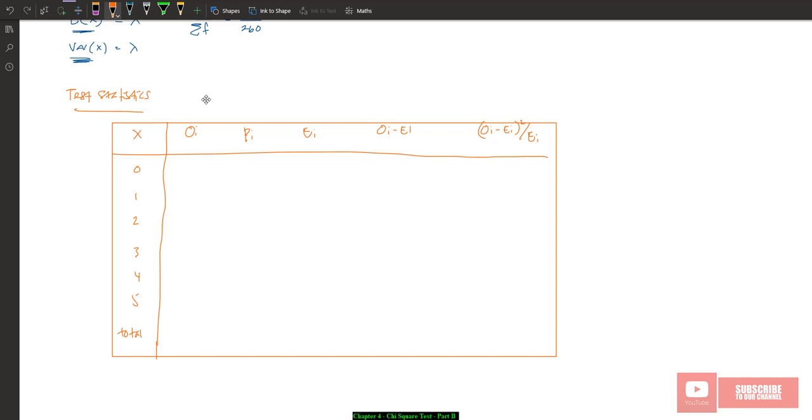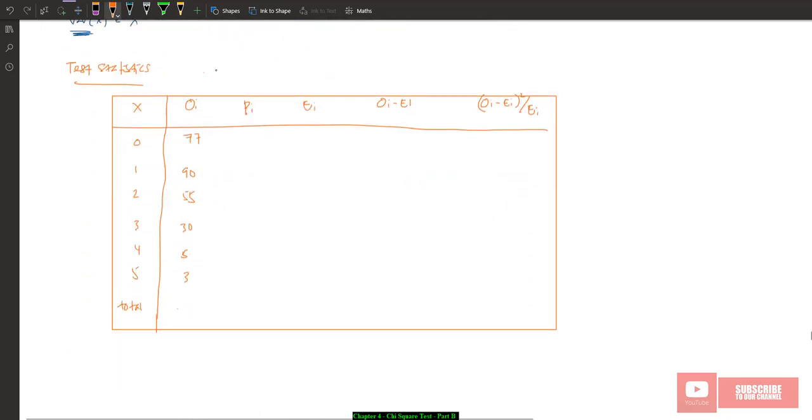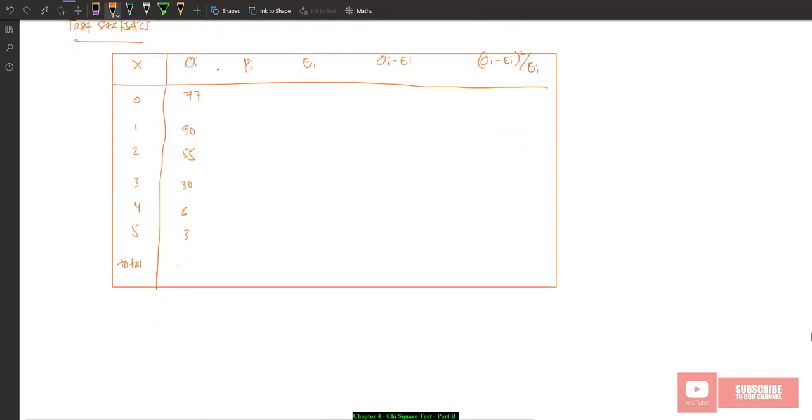The observed frequencies are 77, and then 90, 55, 30, 5, and 3, and the total should be equal to 260. Do we have more than 6? We don't have any value of more than 6, right? Now let's try to do this first and see what is going to happen.